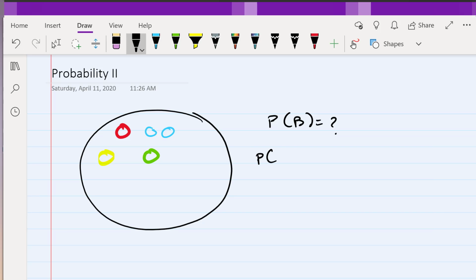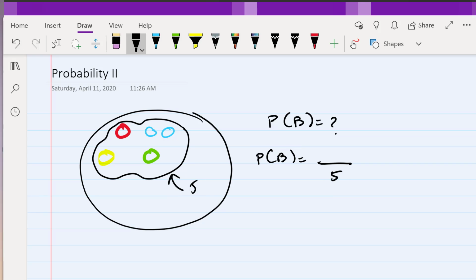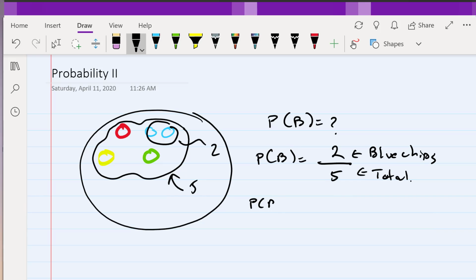To find this, we first need to find the total number of chips. Well, the total number of chips, count the chips, we have 5 chips. So we write that on the bottom. And there are a total number of 2 blue chips. So we have 2 blue chips divided by the total number of chips, and that'll give us the probability of choosing a blue chip. So the probability of blue is 2/5, which is 0.4 or 40%.